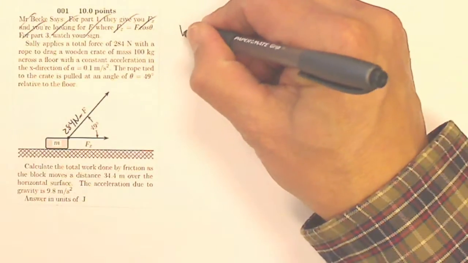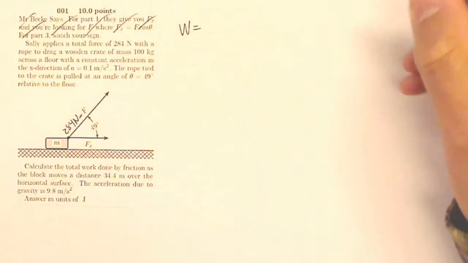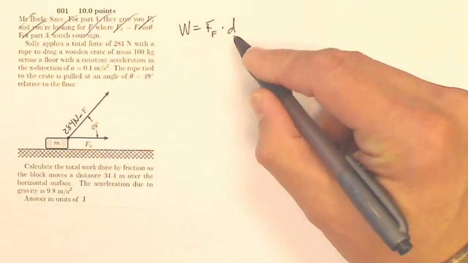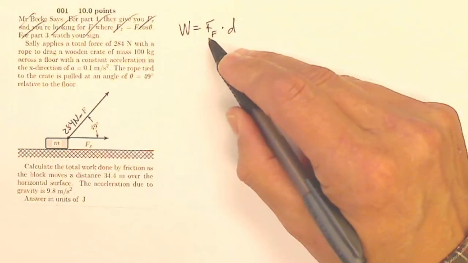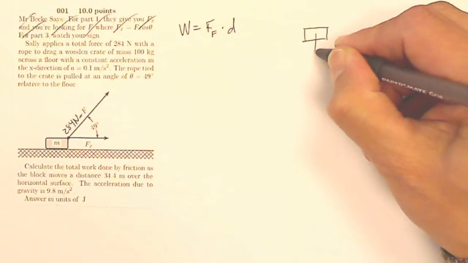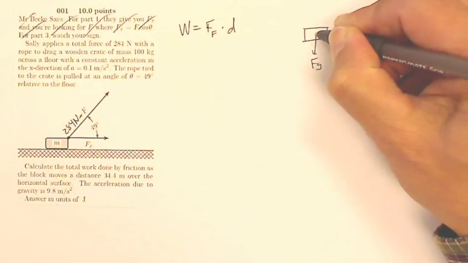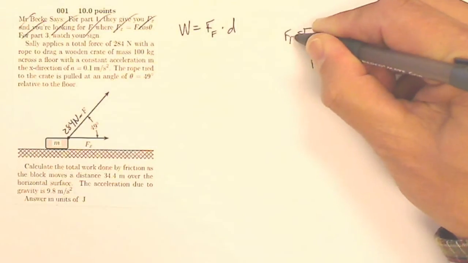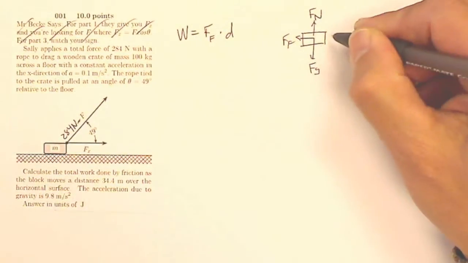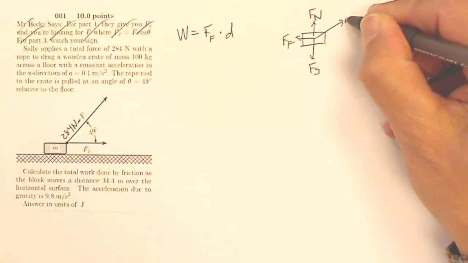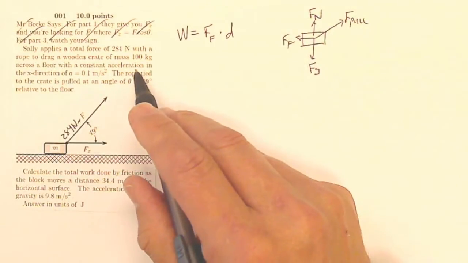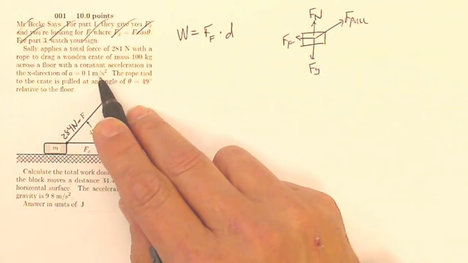Well, the work done by friction is going to be the force of friction times the distance that friction moved. But how do I figure out what the force of friction is? In this case, I have a block, and it's got gravity on it, and it's got a frictional force pointing backwards, and a normal force pointing upwards, and this pull up at an angle, F pull. This is moving at a constant acceleration of 0.1 meters per second squared.